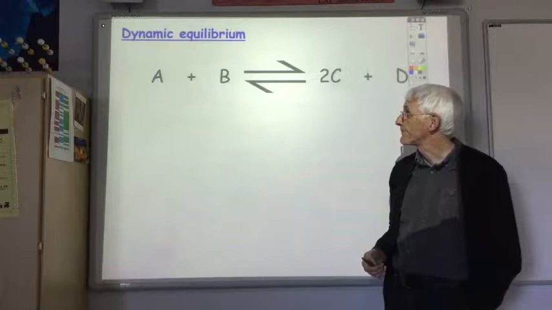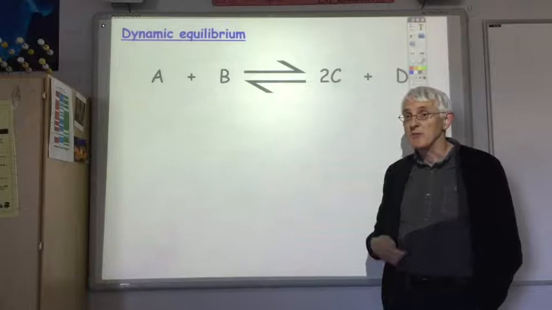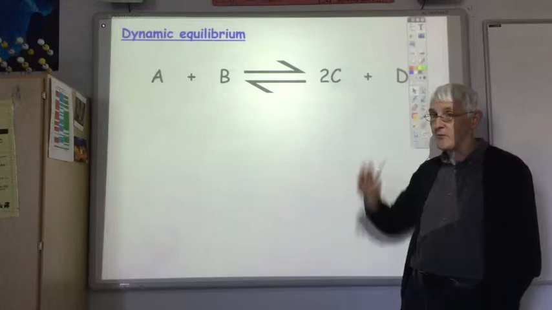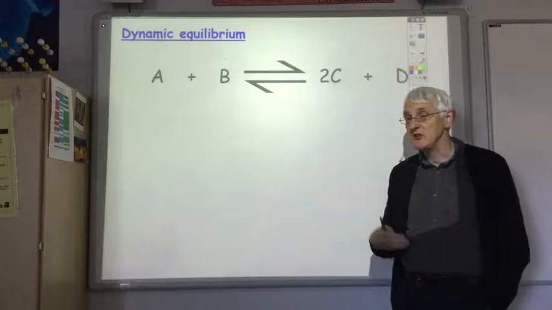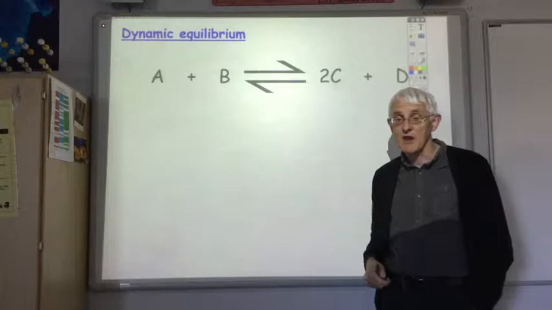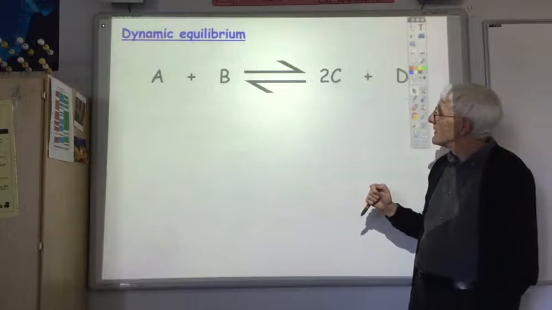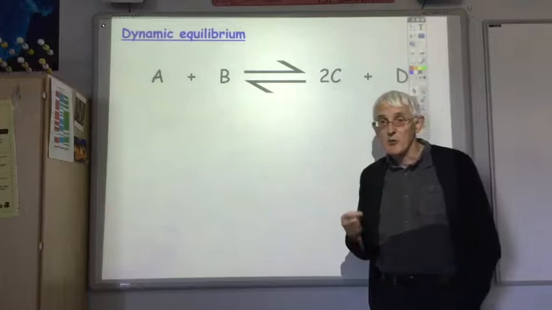Now, in Higher, we also learned how you could manipulate the position of the equilibrium, normally in order to increase the concentration of the products. And depending on the particular reaction, you could do this by changing the temperature, the pressure, or by adding or removing a reactant or product. Now, at Advanced Higher, the first thing we're going to learn is that we can actually quantitatively measure the position of the equilibrium using something called the equilibrium constant.